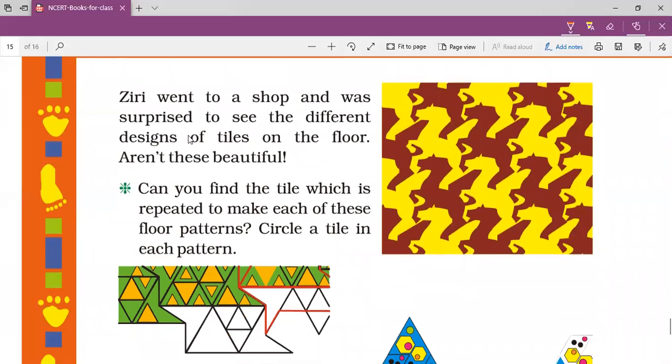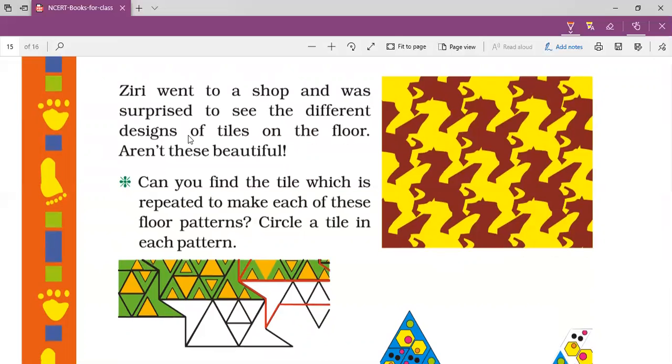Ziri went to a shop and was surprised to see the different designs of tiles on the floor. Aren't these beautiful? They have shown some pictures of tiles that Ziri's girl saw when she went to a shop, and she was very surprised because they were very beautiful. Can you find the tile which is repeated to make each of these floor patterns? Circle a tile in each pattern.